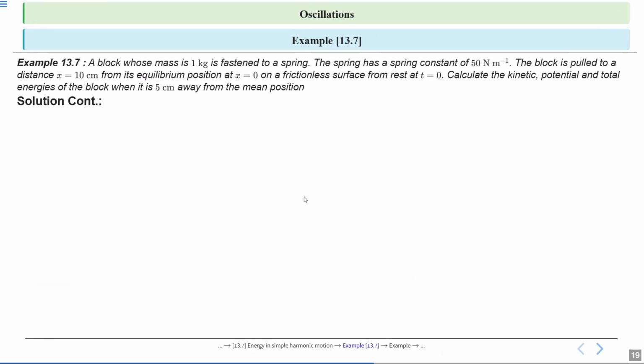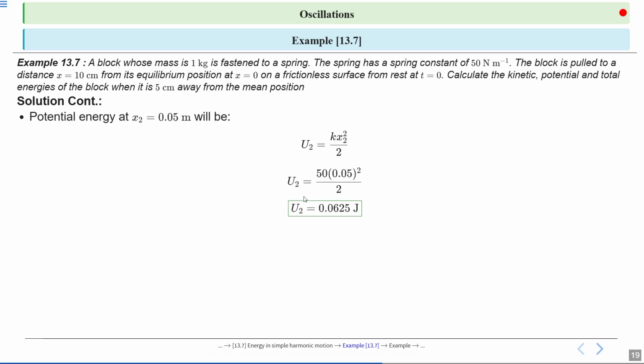So the potential energy at x2 equal to 0.05 meter will be U2 is equal to kx2 squared divided by 2. So U2 equals 50 into 0.05 whole squared divided by 2. After calculating, U2 is equal to 0.0625 joule. Hence the potential energy U2 at location x equal to 0.05 meter is 0.0625 joule.